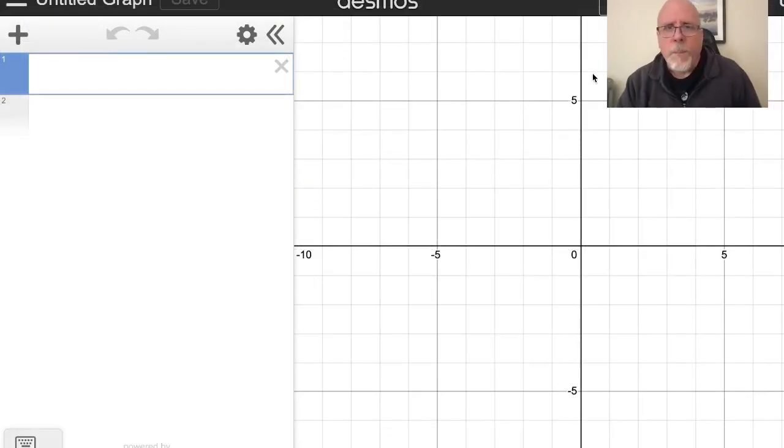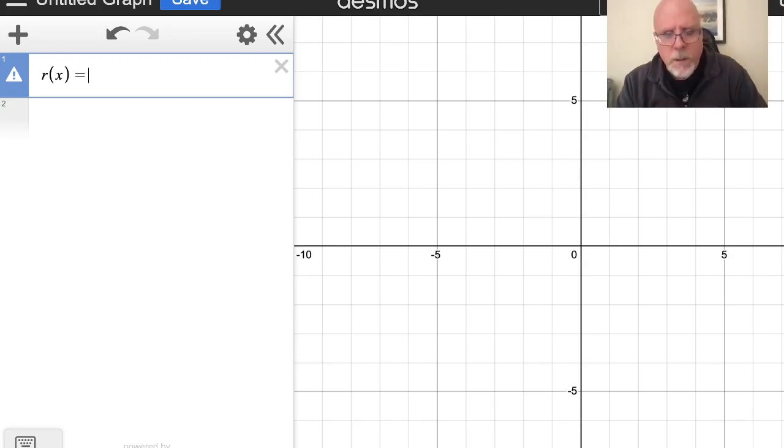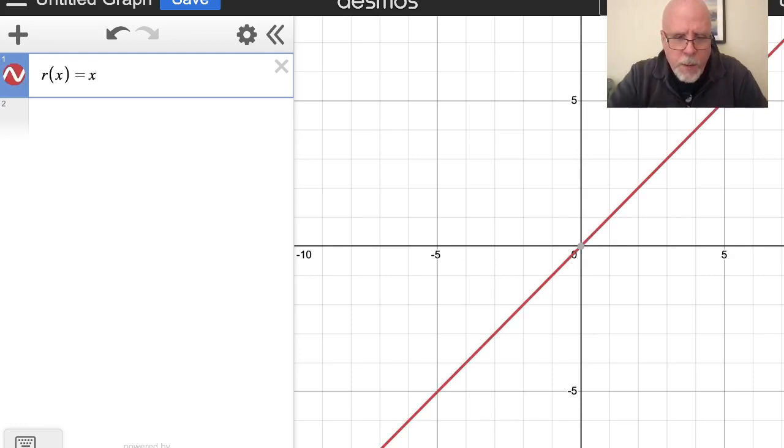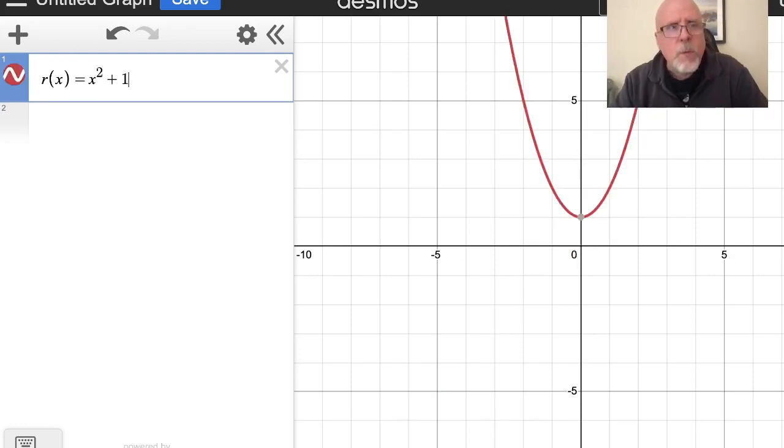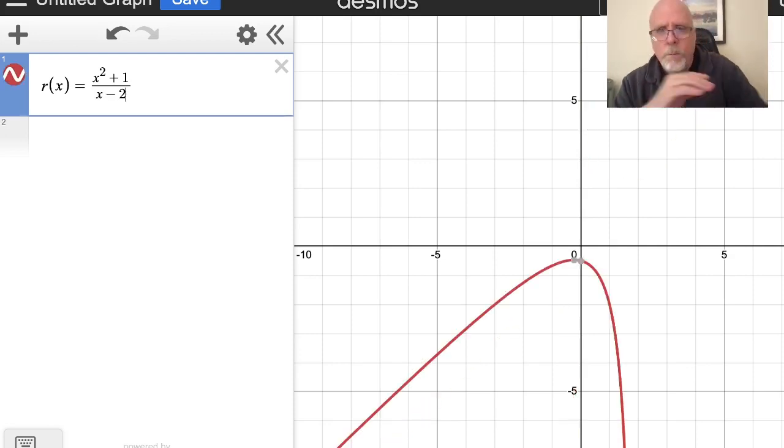Here we go. So I want to make a few examples for you. How about R? Why is this not doing what I told it to do? Oh, I'm sorry. Trying to type in a thing that doesn't accept typing. R of x is going to be about x to the second plus 1. That's nice. But now we want to take that thing and divide it by something like x minus 2.